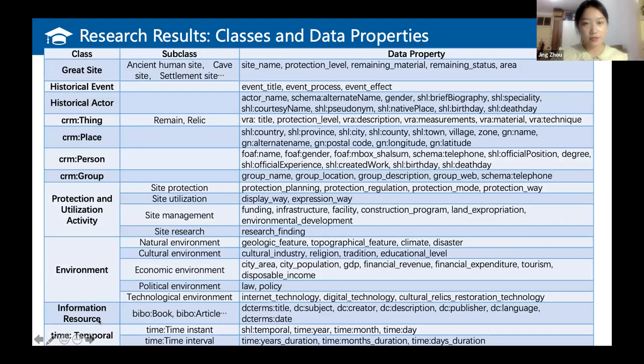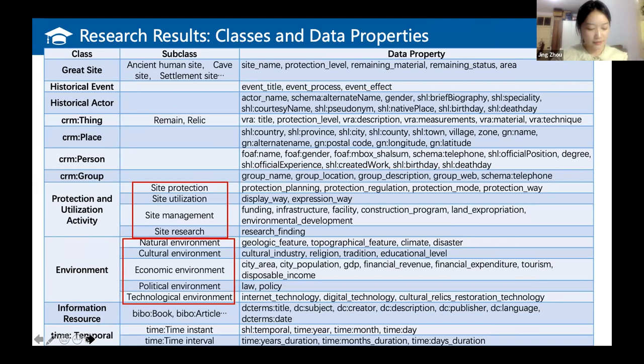And here are the classes and data properties. On the left, I list 11 main classes of the ontology, and I divide some of them into subclasses. For example, I divide protection and utilization activity into site protection, utilization, measurement, and research. And I divide the environment class into natural, cultural, economic, political, and technological environment.